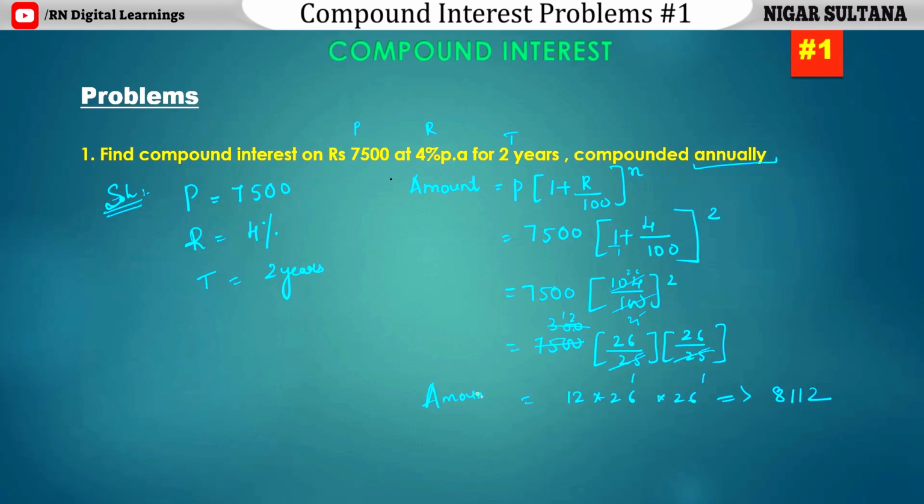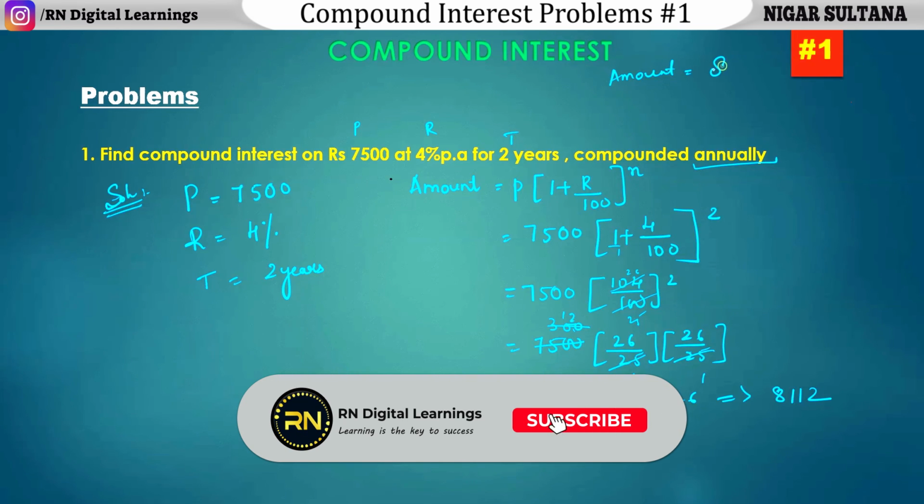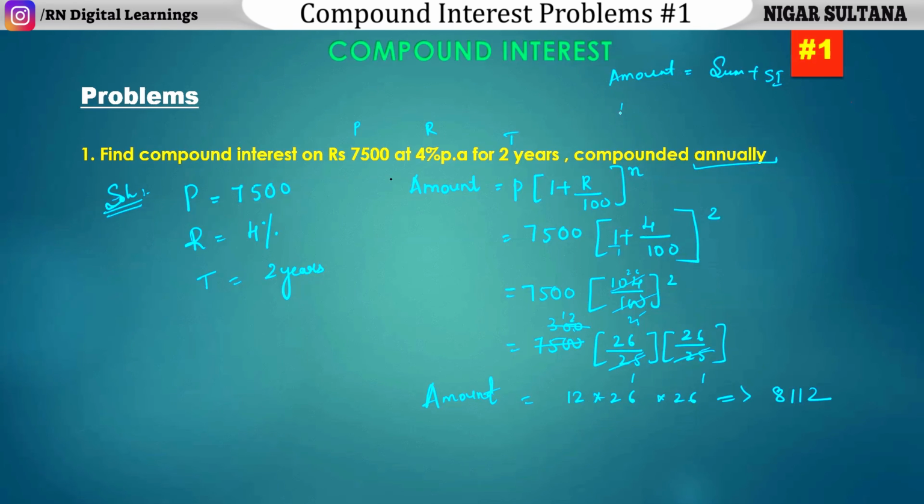It is not the compound interest, right? So how will you calculate it? In our previous videos we have learned that amount will be equal to sum plus simple interest. Similarly here also, amount will be equal to the principal amount plus CI. So this is the amount, and we need to calculate the compound interest. How will you calculate this? The compound interest will be calculated as amount minus the principal amount.